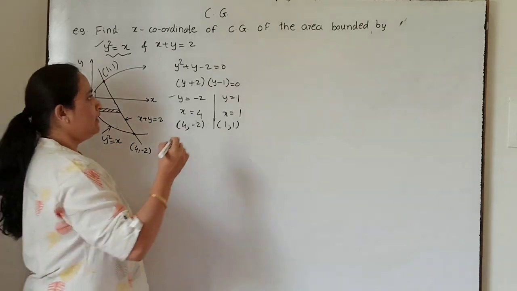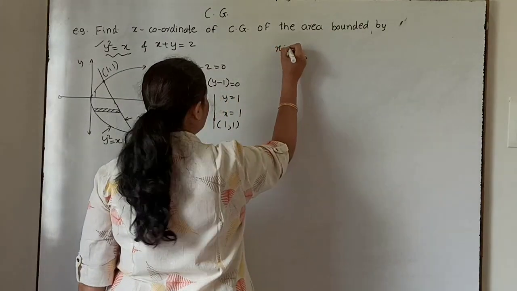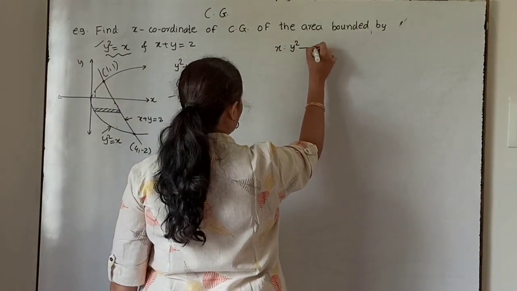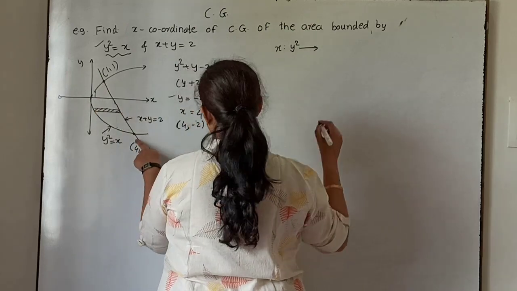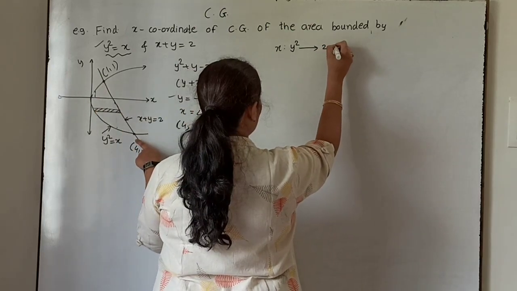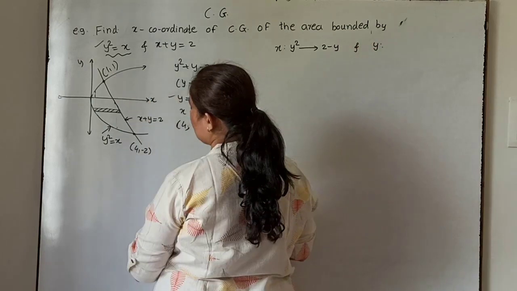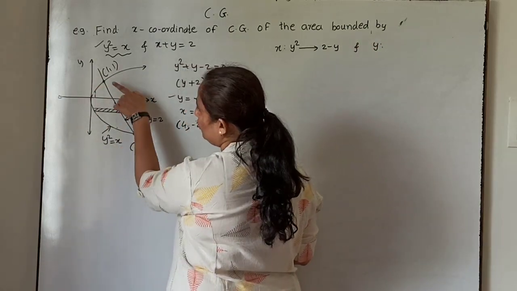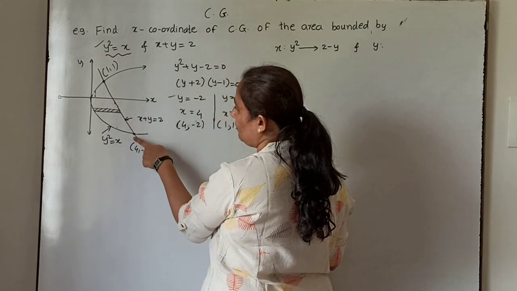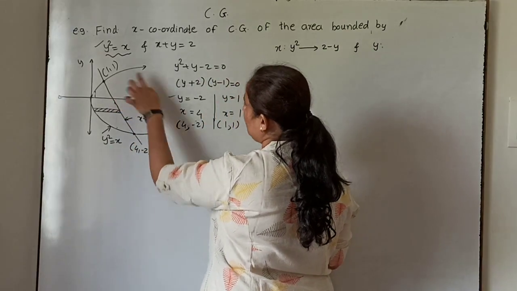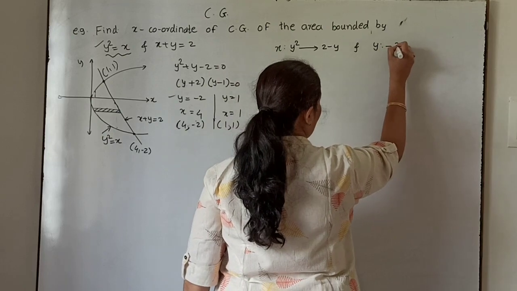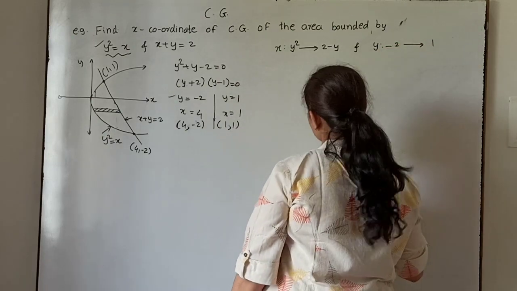So you will get the limit for x, that x varies from the parabola, that is y square, to this line, and on this line x is equal to 2 minus y, and y varies from, move the strip vertically from bottom end to top end. Bottom end is at the point minus 2 and top end is at the point 1. So y will vary from minus 2 to 1.